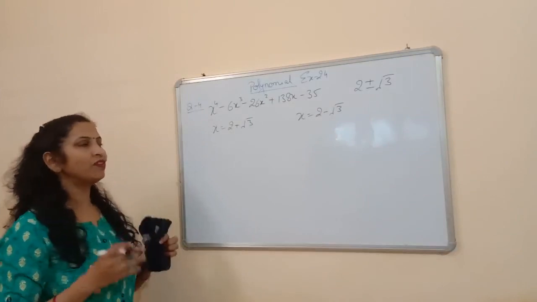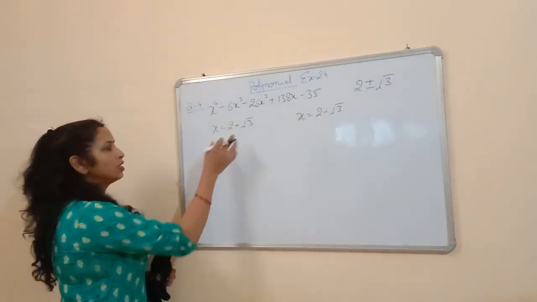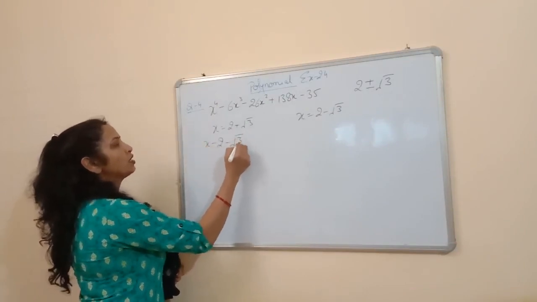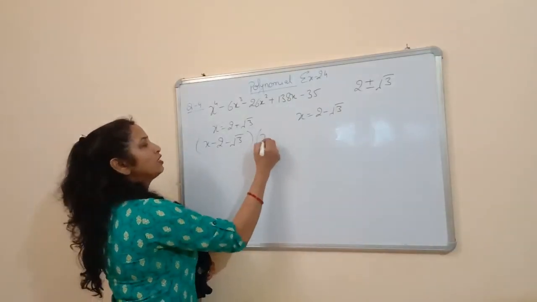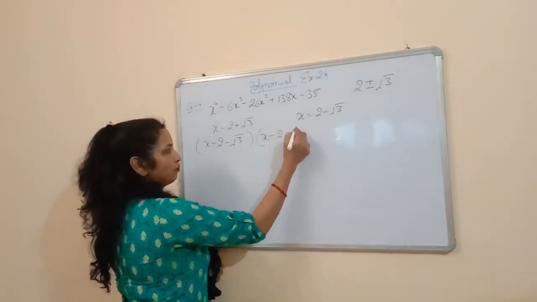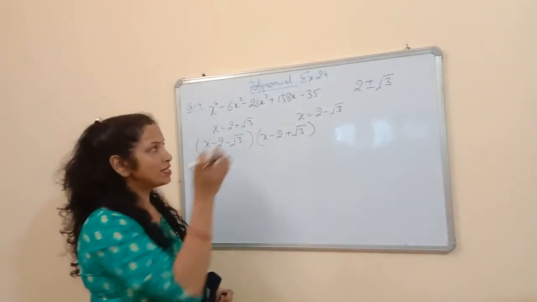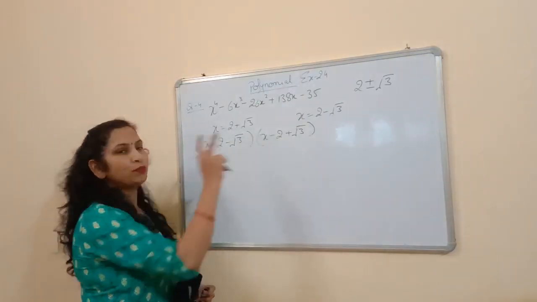So first we will find the factors of the polynomial. If you bring this over here, it will become x minus 2 minus root 3. This is one of the factors of this polynomial. Bringing this over here, the other one is x minus 2 plus root 3. So these are the two factors of the polynomial. By these zeros, we find out the factors of the polynomial. Now we have two factors of the polynomial.